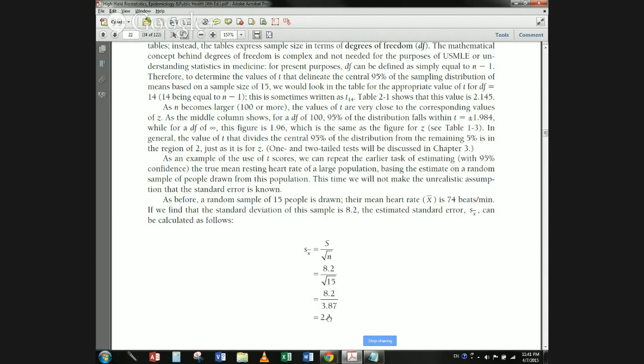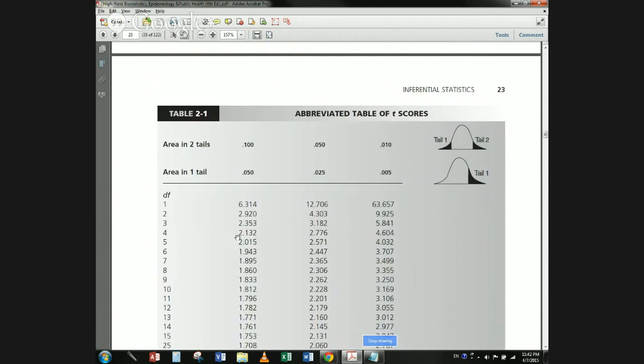If we find that the standard deviation of this sample is 8.2, the estimated standard error can be calculated by taking 8.2 and dividing it by the square root of the sample size. The square root of 15 comes out to be about 3.87. And that would mean that the estimated standard error is 2.1.